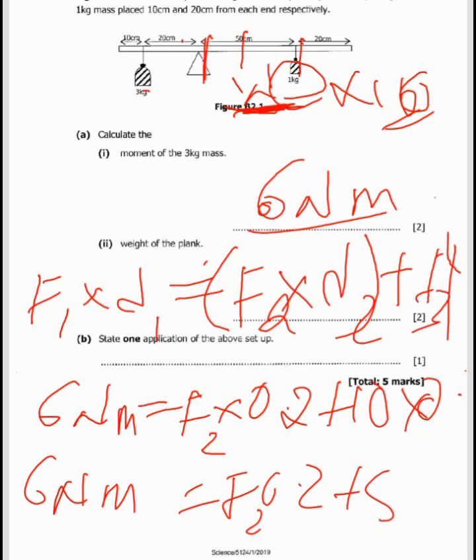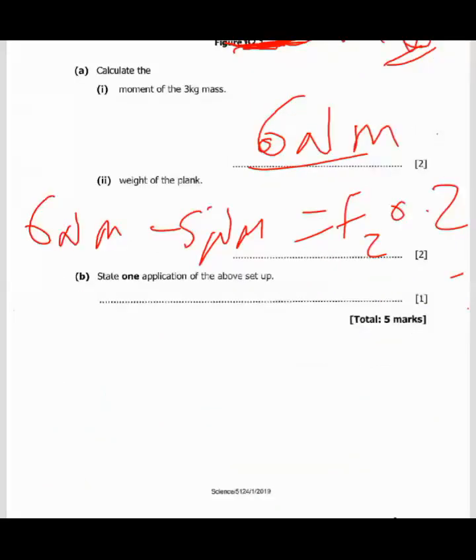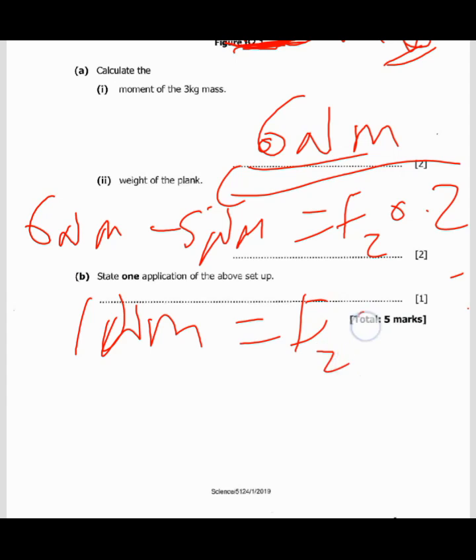So the 5 comes to the other side of the equal sign. The 5 has come from this side to this side. So we're saying 6 minus 5 Newton meter is equal to F2 times 0.2. When we subtract, we're going to have 1 Newton meter. 1 Newton meter is equal to F2 times 0.2.